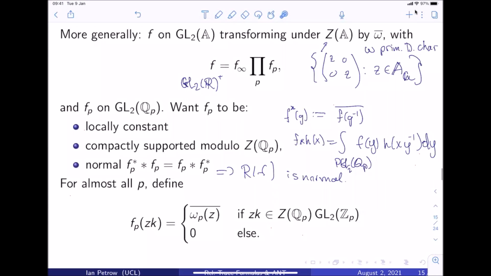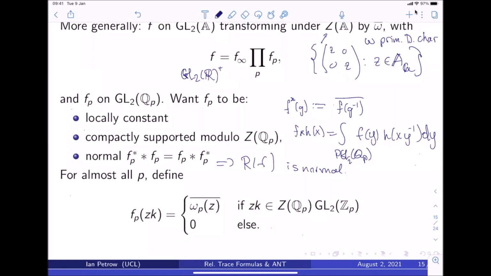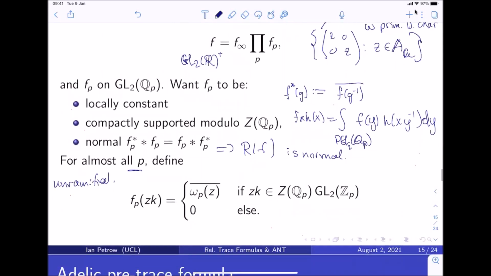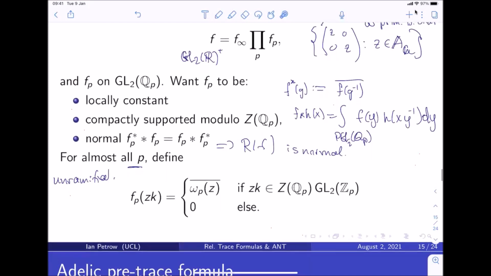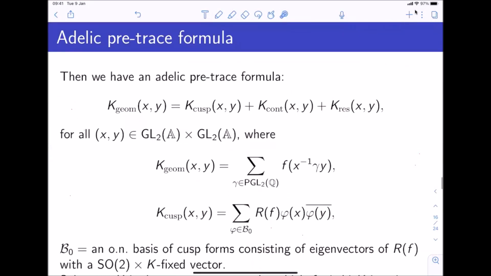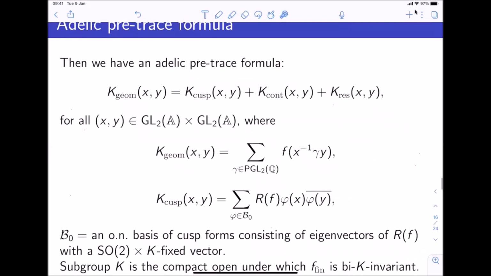Okay, so I'm also going to assume that for almost all P, this FP is basically just the indicator function of GL2 ZP. That's the maximal compact in GL2 QP. And if there's a central character, it's going to transform by the central character. But basically, you should think of this as the indicator function of GL2 ZP. And so maybe I'll call such primes, the almost all P, unramified. So I still have many slides to go and only 12 minutes, so I should maybe speed up.